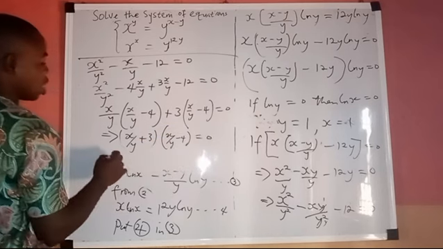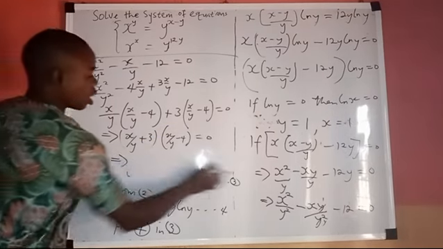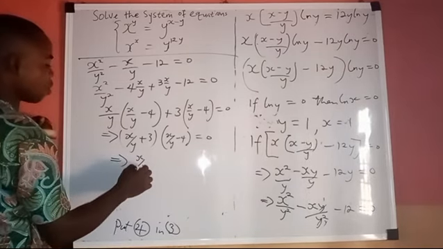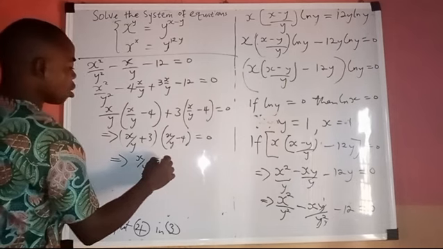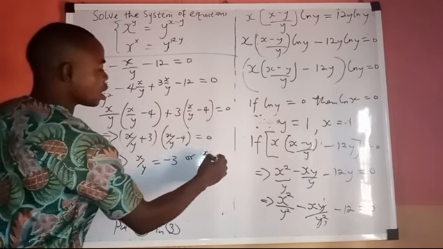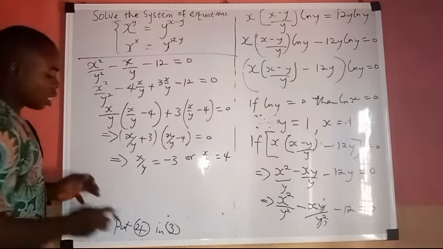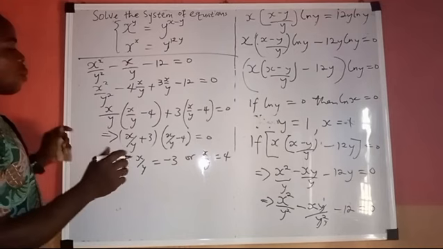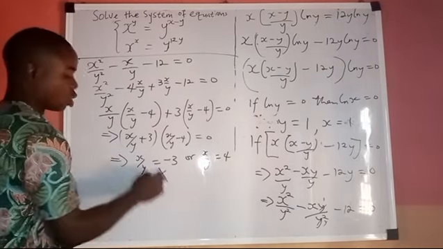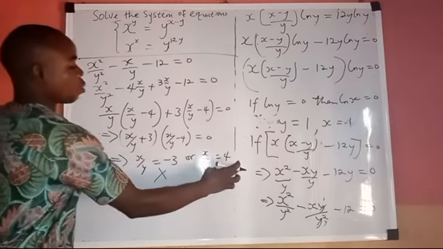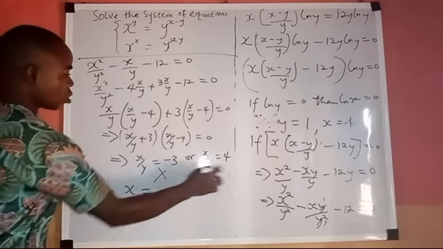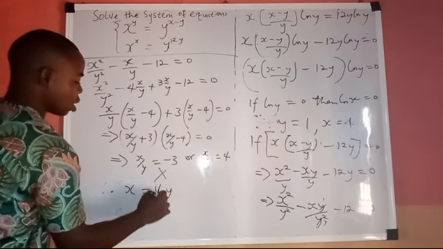So here you can clearly see that x over y plus 3 into x over y minus 4 is equal to 0, and that is going to tell us that x over y is equal to minus 3, or x over y is equal to 4. Now, don't forget the condition for this equation is that x and y are positive. So if that is the case, this cannot be the solution because x and y are positive. So we are not going to be considering this. Therefore, x will now be equal to 4y.